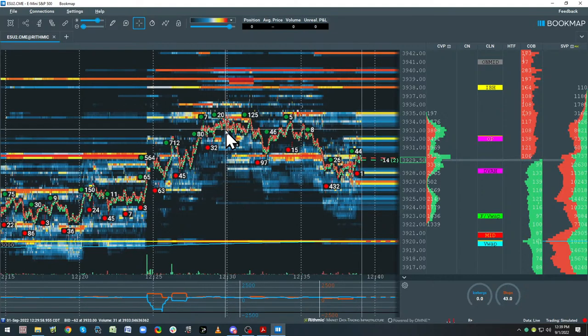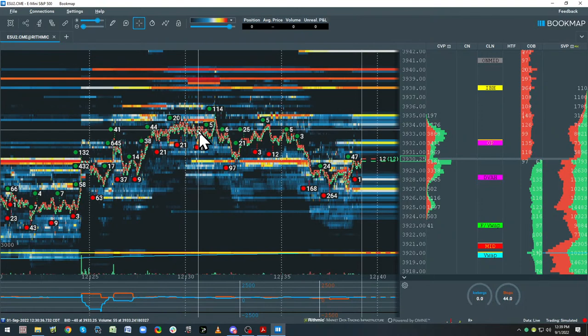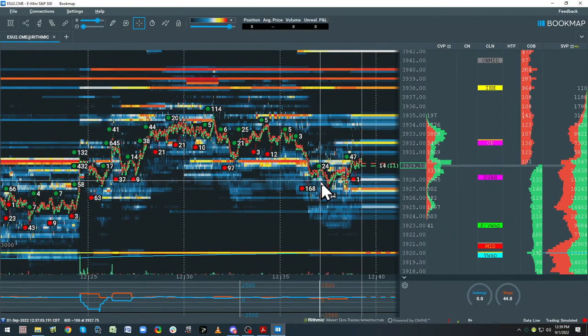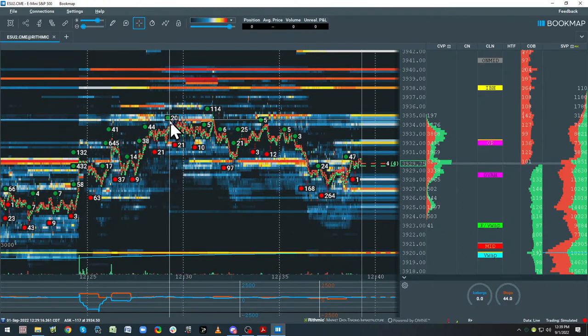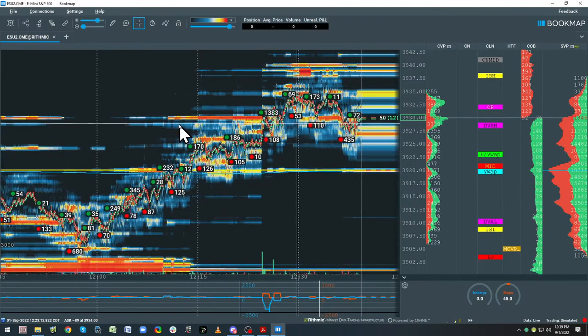HVN, microstructure, chop chop, nothing to do, tourist, but watch, see the structure and the counter rotation. Let's see if there's something else here of interest.